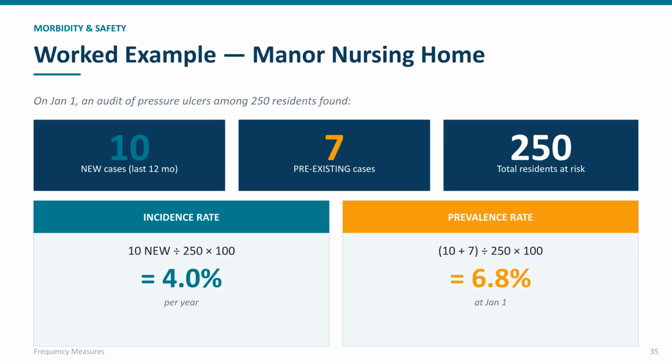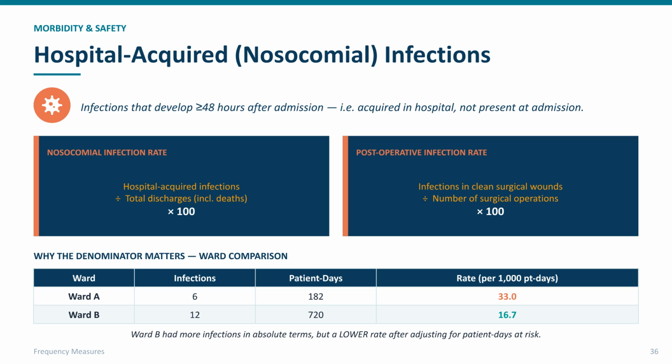Let's apply these measures to a nursing home audit. With 10 new cases and 7 pre-existing cases among 250 residents, the incidence rate is 4% per year, while the point prevalence is 6.8%. Nosocomial infections develop at least 48 hours after admission. By comparing the nosocomial infection rate and postoperative infection rate, we can pinpoint safety issues.